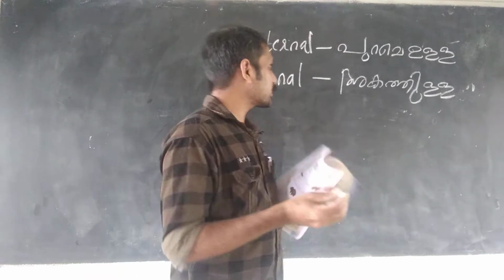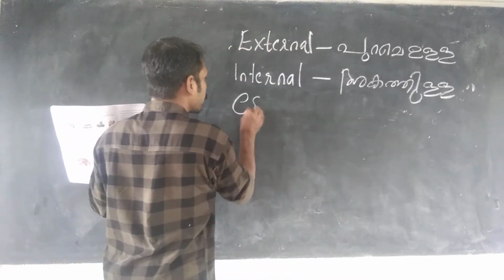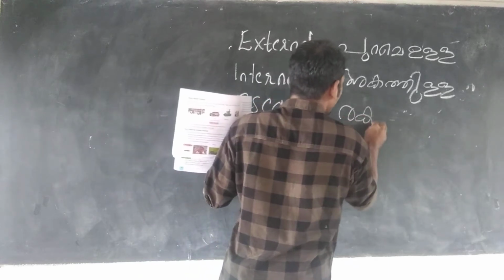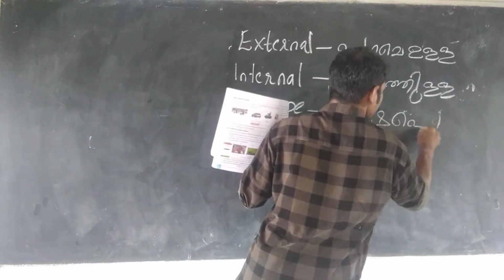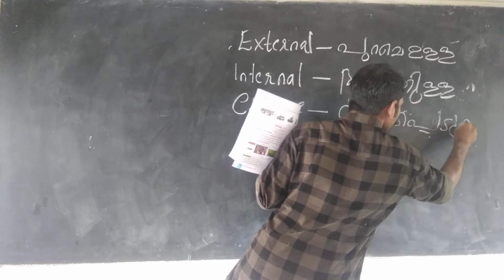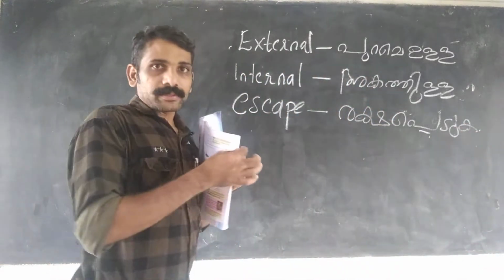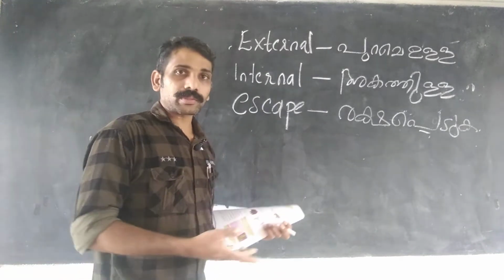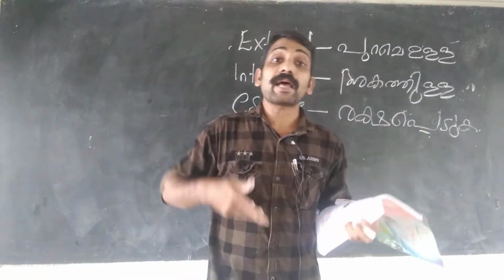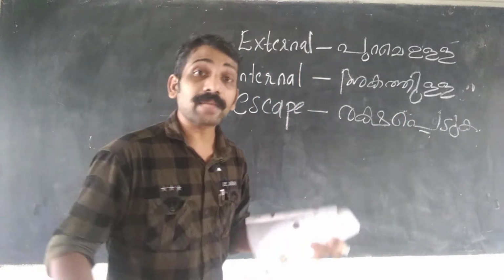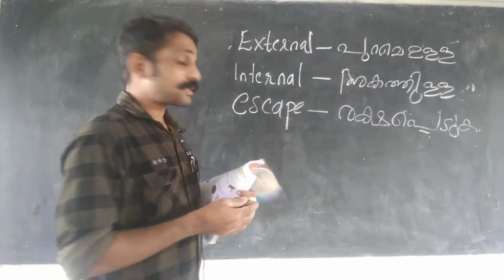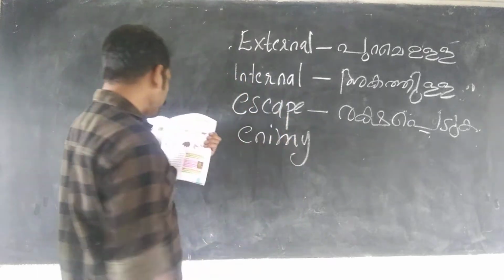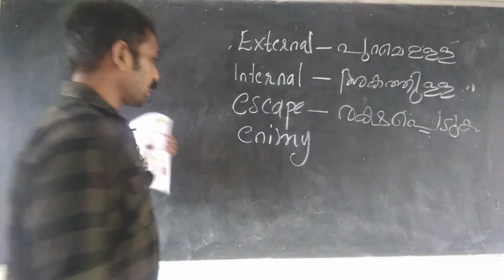To escape. Escape means രക്ഷപ്പെടുക. Escape means what? രക്ഷപ്പെടുക. Some animals, suppose deer, goat, cow, buffaloes, are running to escape from enemies. Enemies means shatrukal. Enemy means what? Shatrukal. Enemy.